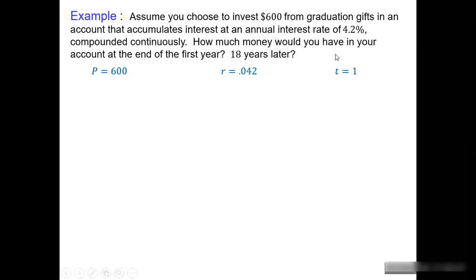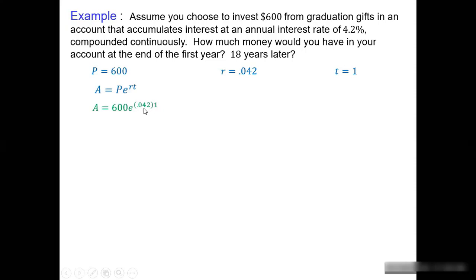So it says, how much money would you have in your account at the end of the first year? That means that we're going to plug in T equal to 1. And then it says, what about 18 years later? So then we would allow T to be 18. So if I use this formula for P times E to the RT, we just simply replace P with 600. E stays E because there's a button on your calculator that says E to a power. You could also recognize that that's 2.718, but it's actually not. That's only the first 3 decimal places. There's an infinite number of decimal places, so allow your calculator to use the actual value.